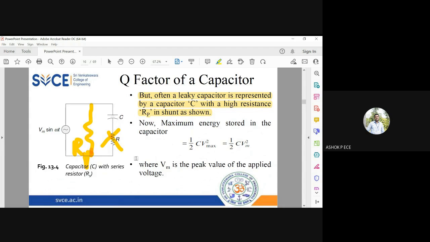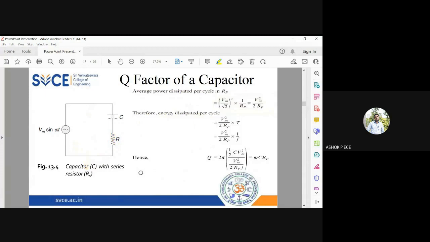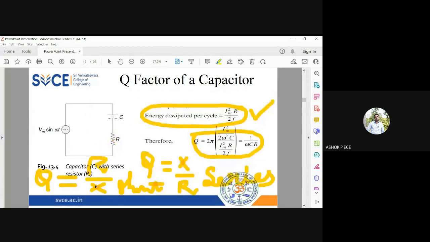And you know, for parallel RC, I have given the formula Q is equal to R by X. And you know X is 1 by omega C. So R by 1 by omega C. So if you simplify, you should get the answer as Q is equal to omega C R. We'll see whether we are getting this answer here. We should get the answer as Q is equal to omega CR.